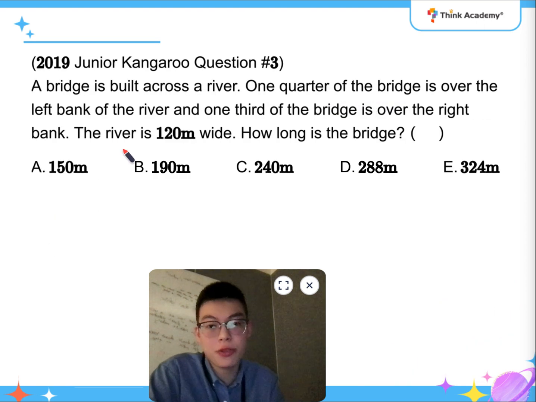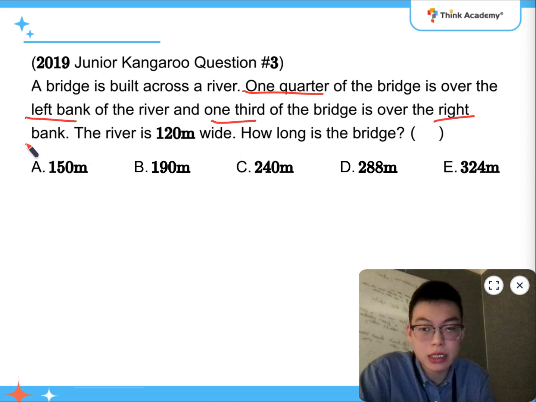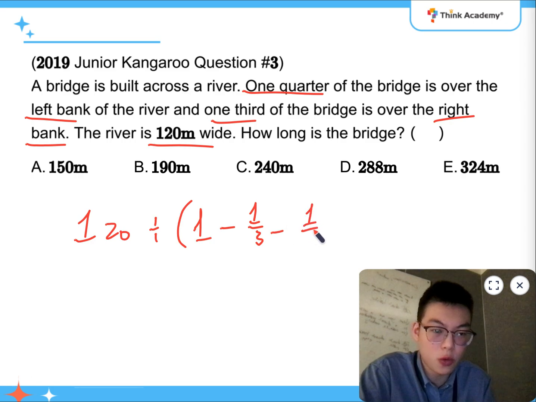And then for question 3, a bridge is built across a river. A quarter of the bridge is over the left bank, and a third is over the right bank. The river is 120 meters wide, which means that 120 meters is the full length of the bridge, removing a quarter, removing a third, which means I can find the length of the bridge by 120 divided by 1, take away a third, take away a quarter.